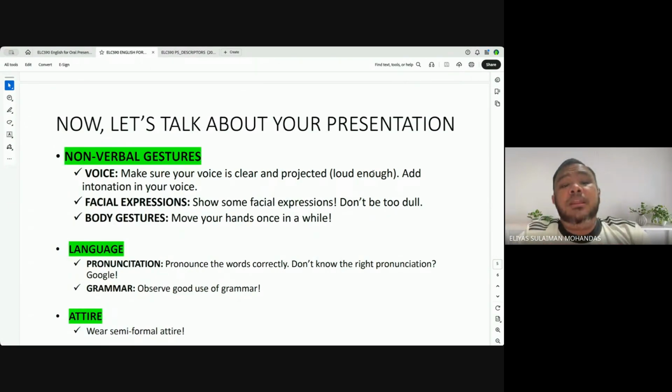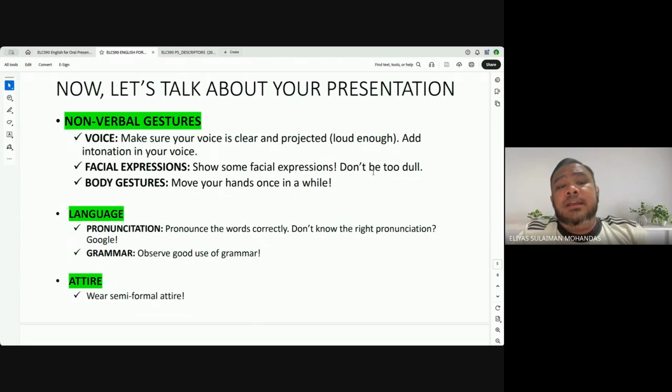Okay? Now, non-verbal gestures, your voice, your facial expression, your body gestures, pergerakan tubuh, semua ni penting. So when you deliver your speech, and since you'll be delivering in the classroom, semua tu saya akan nampak lah. Your voice, make sure that it is loud enough for me to listen because I'll be sitting at the back. I should be able to see your facial expression and body gestures, pergerakan tangan, tubuh dan sebagainya. Okay, so janganlah kaku kat depan.